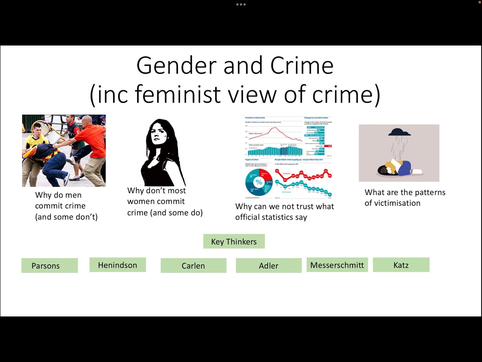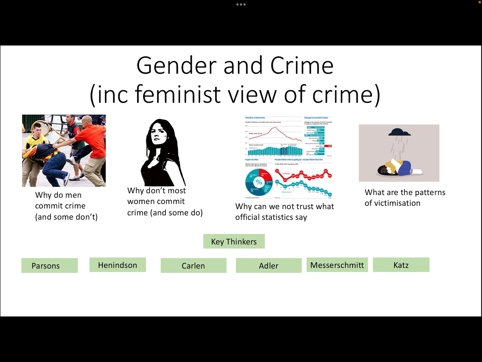In terms of how I'm going to break this down and the key thinkers, I've put that in this slide. The gender and crime debate generally comes under these headings when it comes to writing about it. Firstly, the arguments and debates about why men commit crime, while some men might not. Then also, why do most women not commit crime and some do? But then we're also going to look at why we can't trust what the official statistics tell us about the patterns of gender and criminality, but also gender and victimization. And the final bit is the patterns of victimization when it comes to gender, and perhaps some of those explanations.